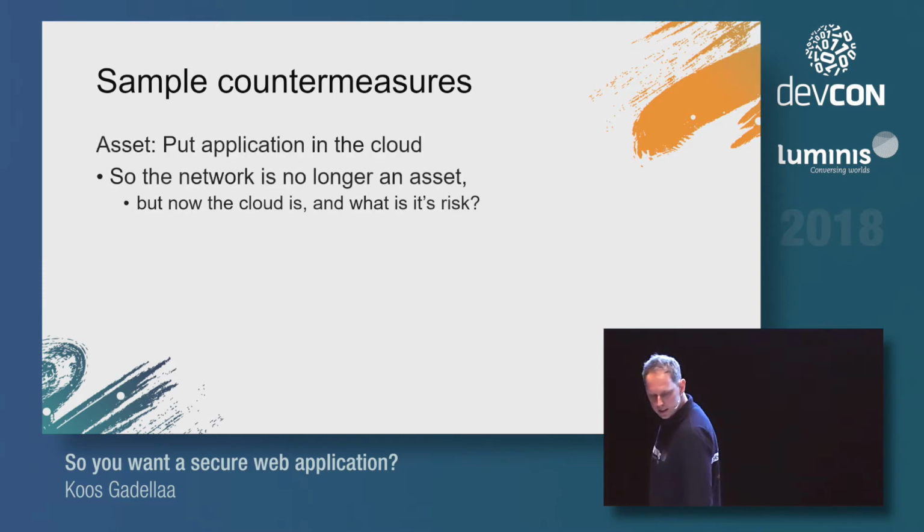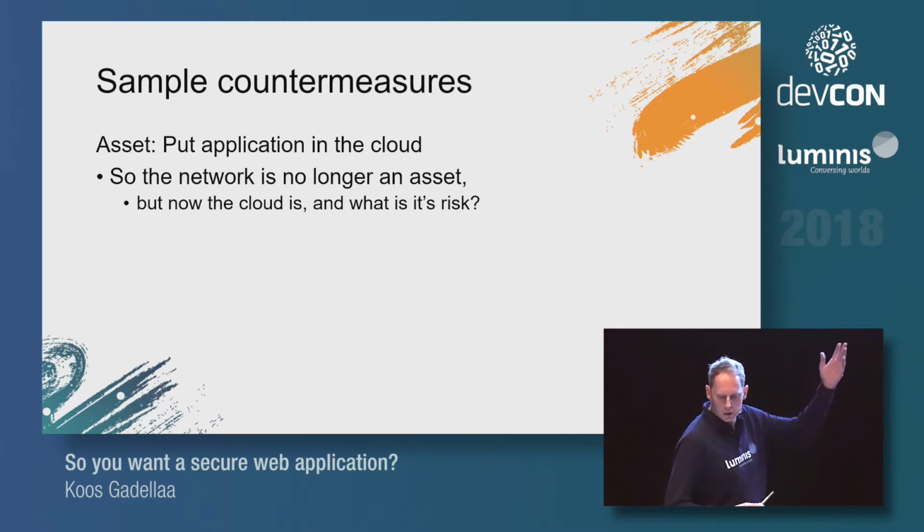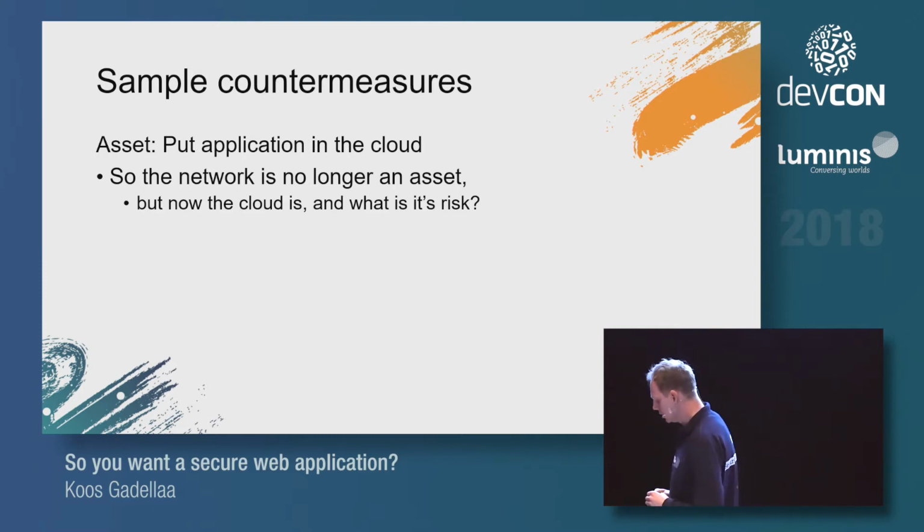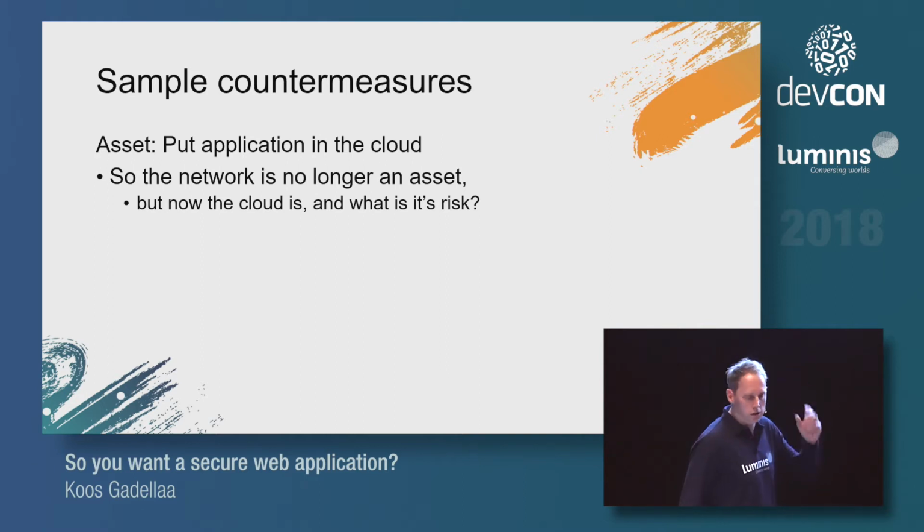I just said assets. Well, if I start protecting an asset with a countermeasure, you could say I put the application in the cloud. And when you start putting an application in the cloud, all of a sudden you don't need to worry about the network anymore. So the network is no longer an asset, so the risk is reduced. Of course, now we get a new asset, which is the cloud. It probably has a different risk profile. And when you start looking at your application, this may be a good solution for certain problems.